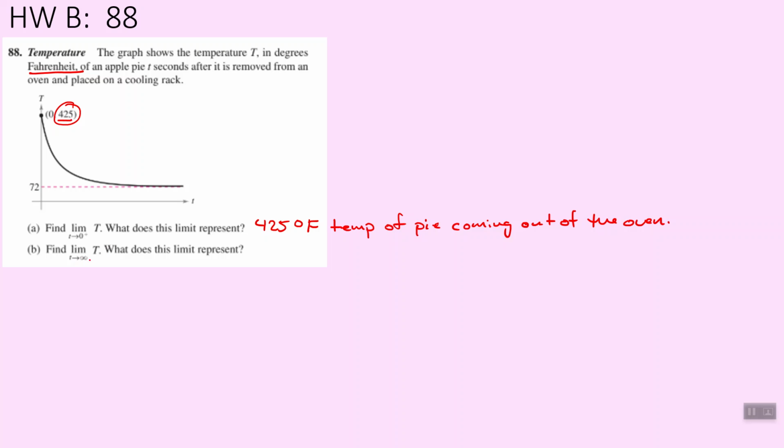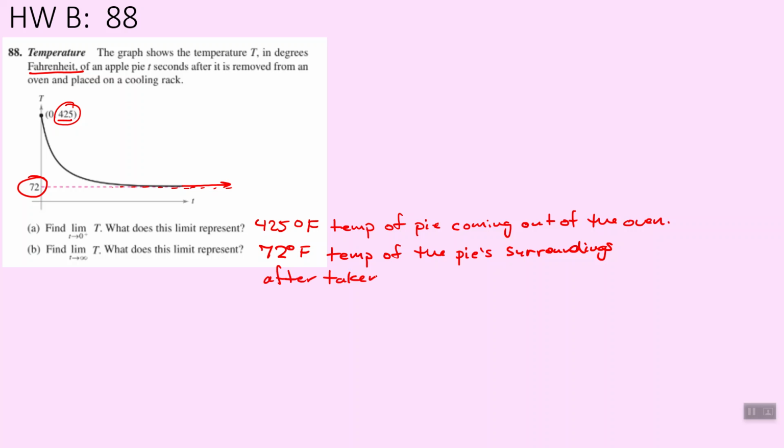All right, next we look at the limit as we go towards infinity. And we have this little dotted line here. So this is our horizontal asymptote here. And that's what the temperature is as it goes to infinity, which 72 degrees is probably the room temperature. The lowest it's going to go is the temperature of the surrounding area. So this is, we could say, the temperature of the pie's surroundings after taken out of the oven.